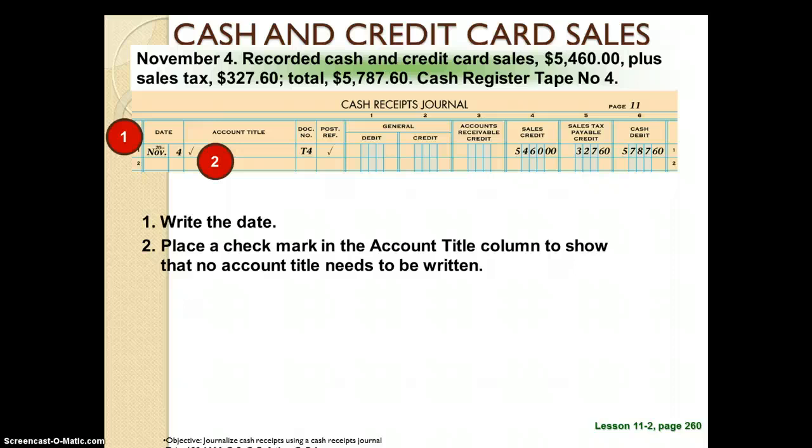So you'll select that and then you can copy and paste it into all the appropriate places. So we write the cash register tape number and doc number, and this is where I keep telling you guys that it's good practice to write the letter that comes in front of the number. So doc number tape 4, right?